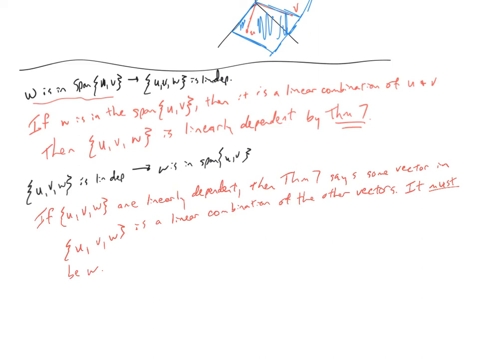Okay, but the reason that it must be W is because since V is not a multiple of U, we know that they are linearly independent. Those two vectors are, so the one that's dependent has to be W. Okay, then that gives us our conclusion. W is in the span of U and V.